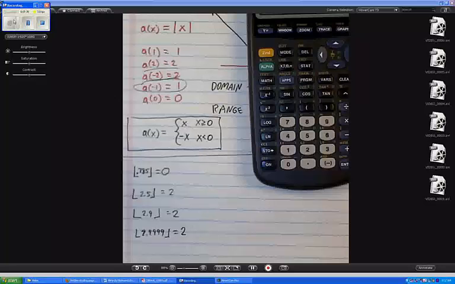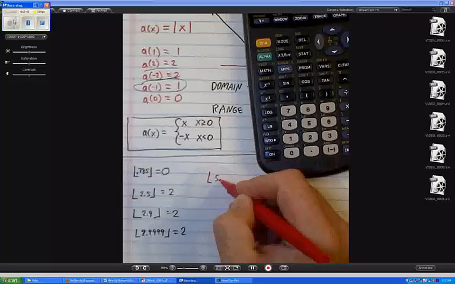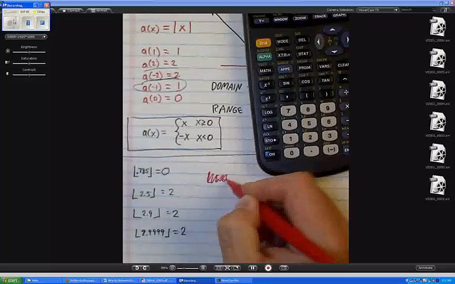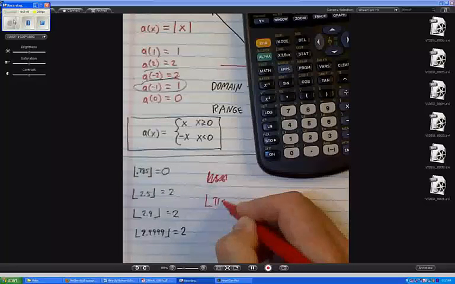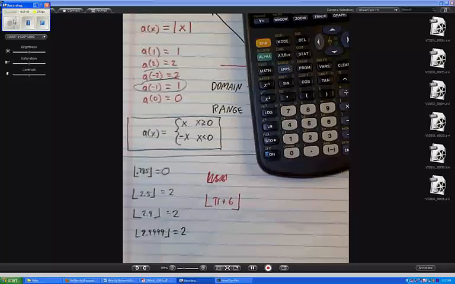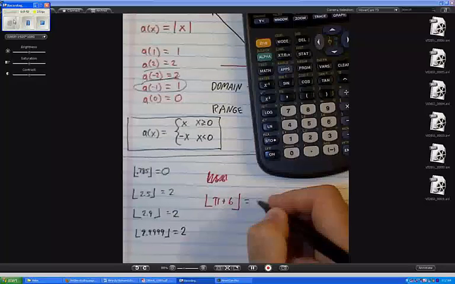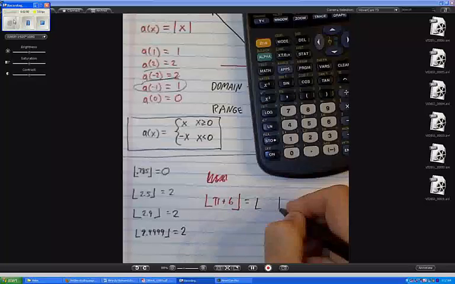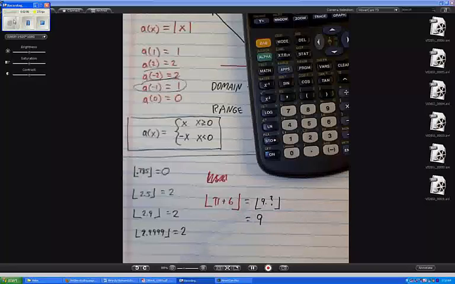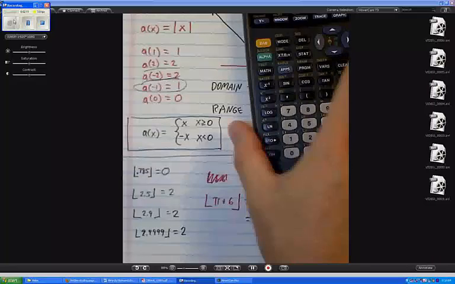Okay, what else are we supposed to do? Give me another one. 5.6? Well, you know the answer to that. Pi plus 6, the greatest integer of that. Well, sure, because pi is a little bit more than 3. 3 plus 6 is 9, so this is 9 point something, right? So it's the greatest integer of 9 point, who cares? Because that's going to be 9. Right? All right, what's next? Greatest integer of?